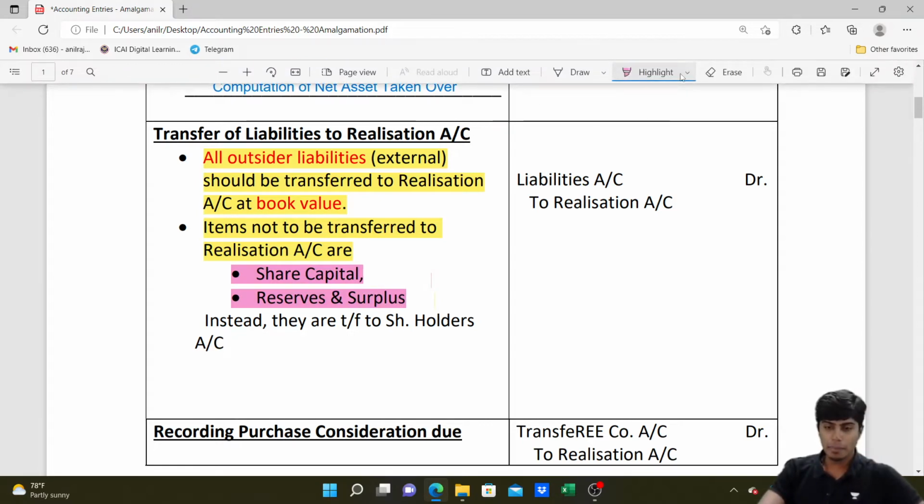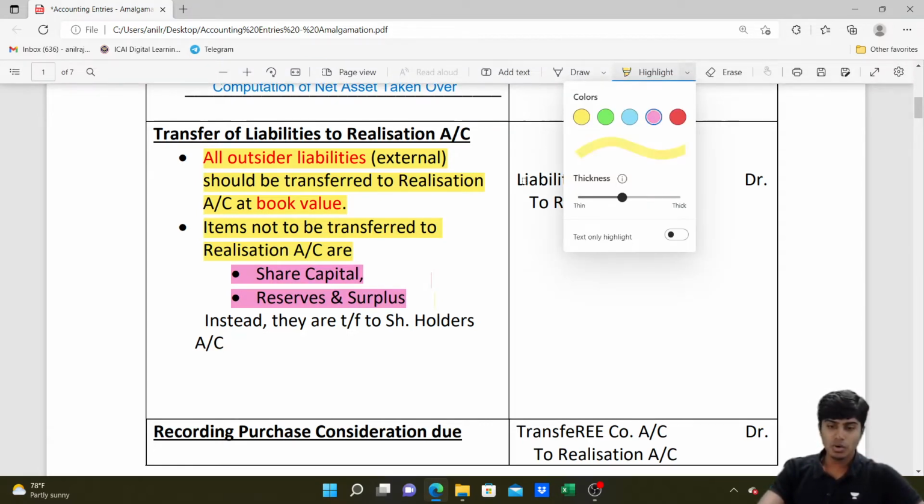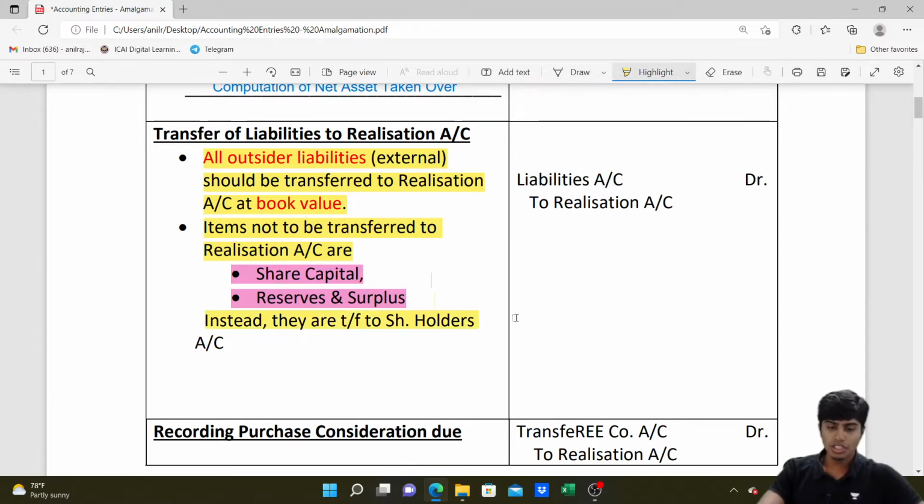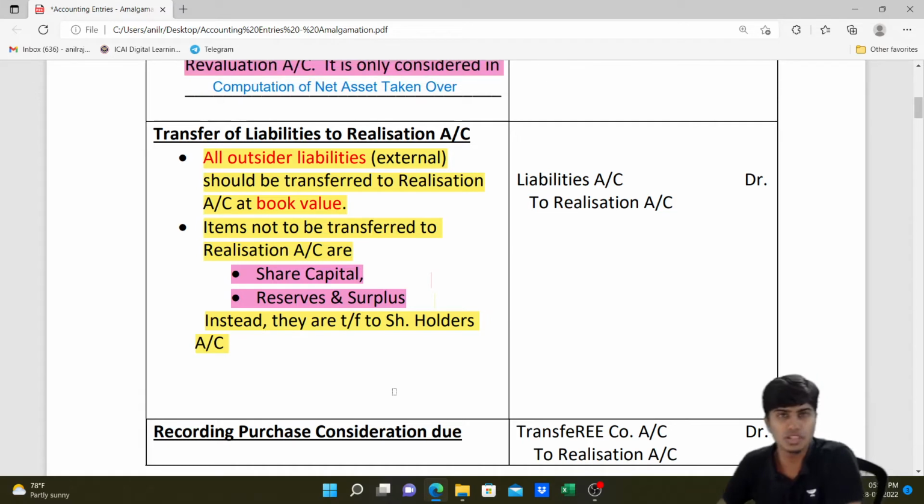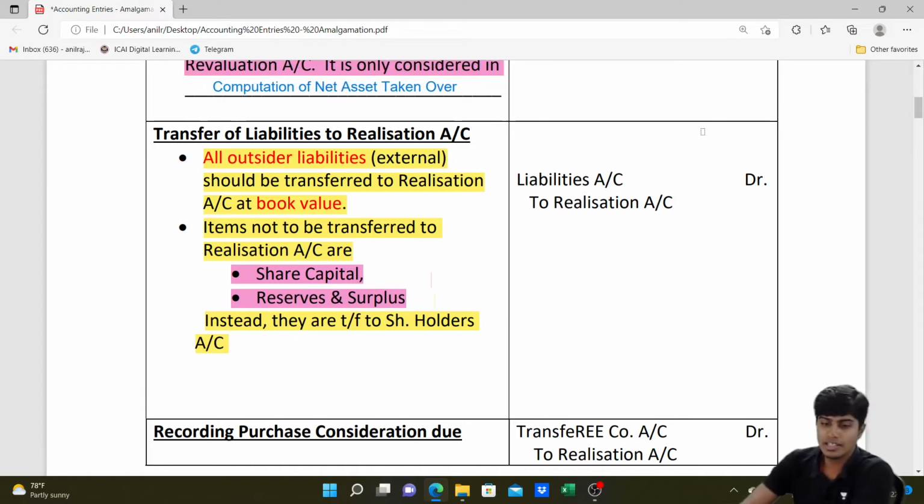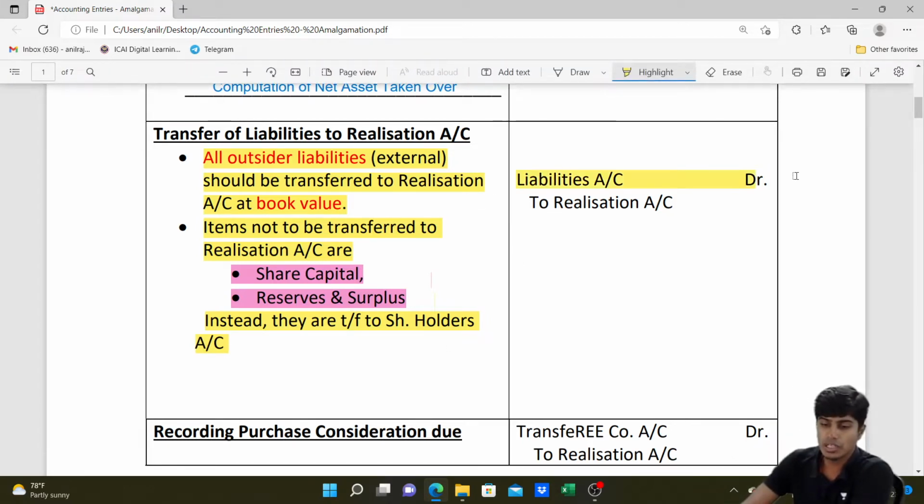Why? This share capital and reserves and surplus, we are going to transfer them to shareholders account, so we cannot transfer them to realization. And the entry is: liability is reducing, so debit them, and the credit will be given to realization account. I hope everyone understood this.